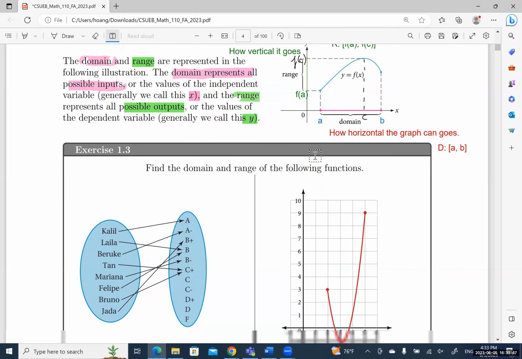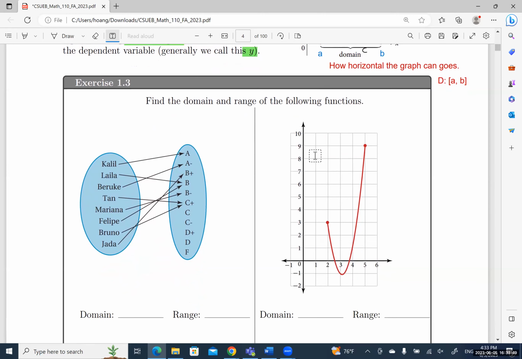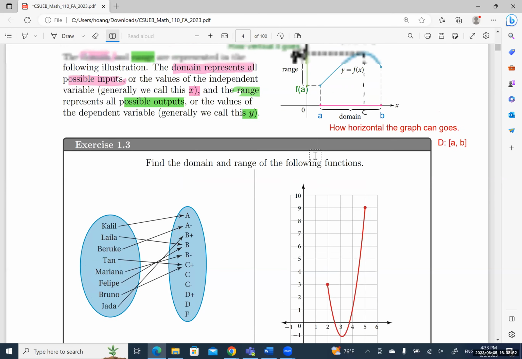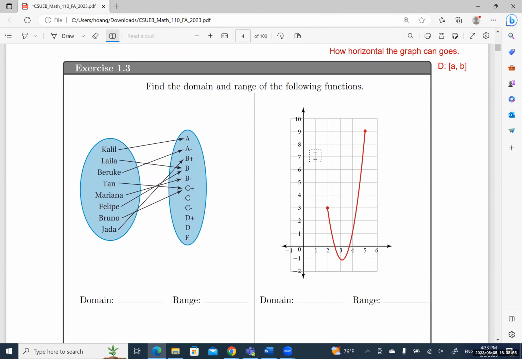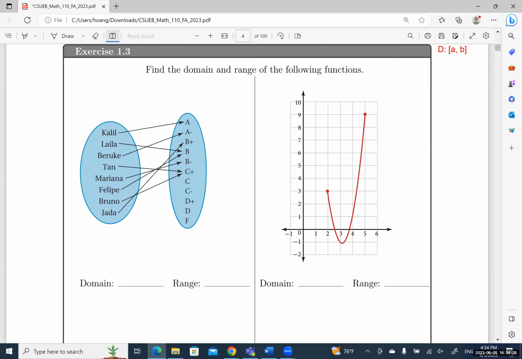So let's take a look at exercise 1.3 here. According to the definition of domain and range, let's go ahead and work on this. I did show you graphically, so go ahead and work on the right one over here. Let's pause my video and tell me what the domain is, and then let me know the answer. Okay, go ahead and pause my video.